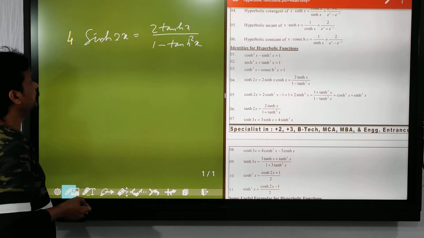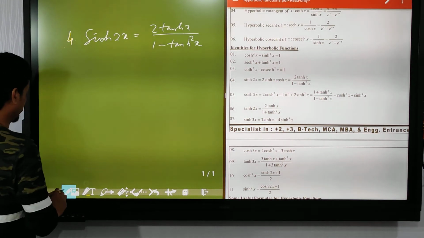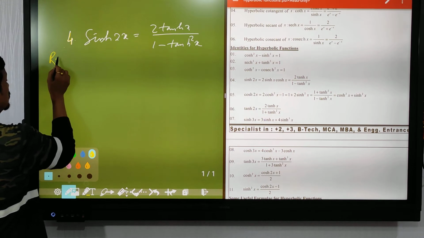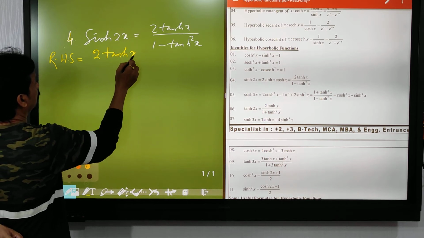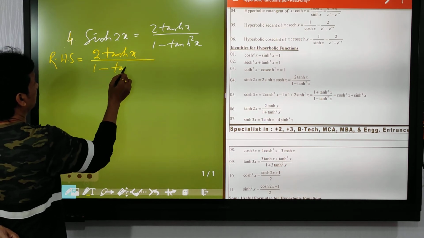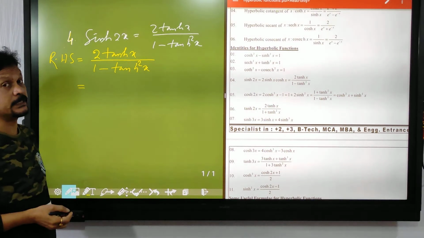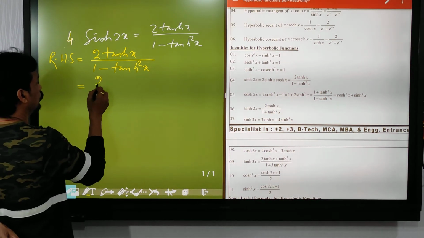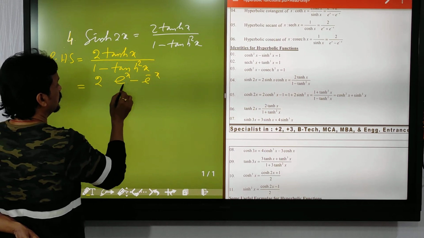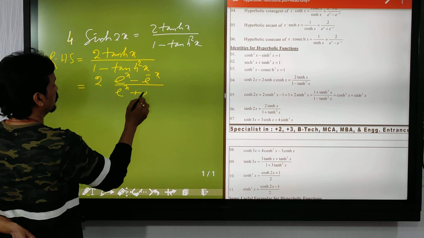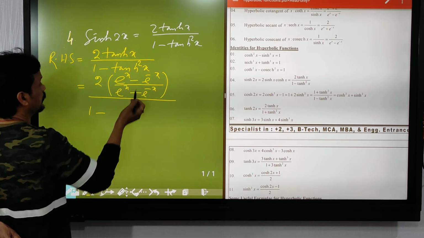Now see here, sinh 2x is equal to 2 tanh x divided by 1 minus tanh square x. So proceed from the RHS. It is 2 tanh x divided by 1 minus tanh square x. Simply apply the formula, and the formula for tanh x was e to the x minus e to the minus x divided by e to the x plus e to the minus x. Clear? And divided by 1 minus tanh square x.